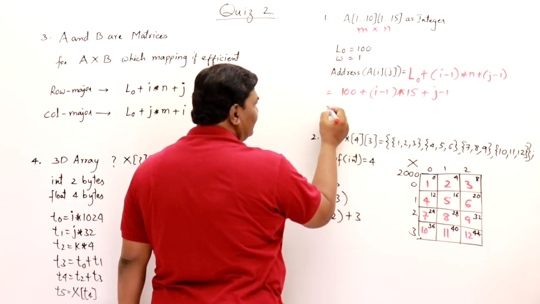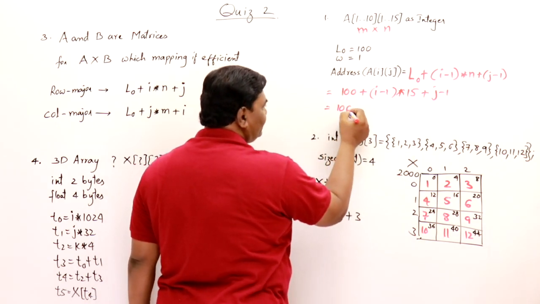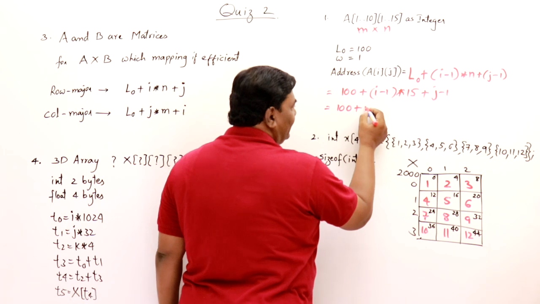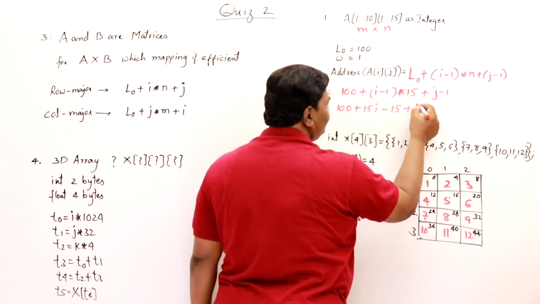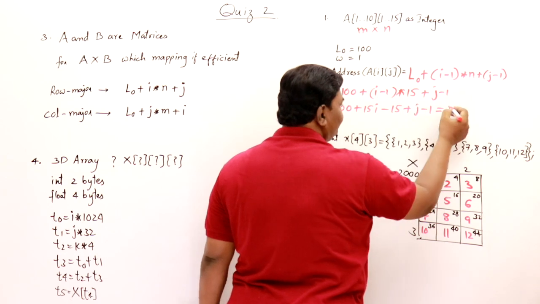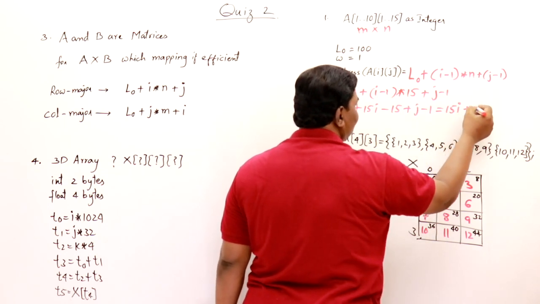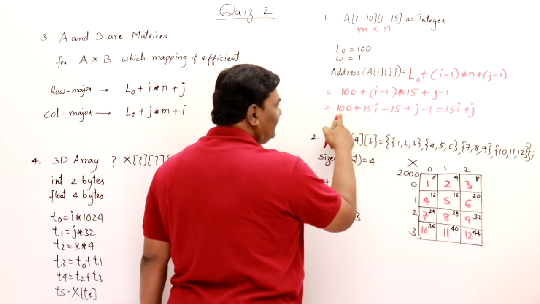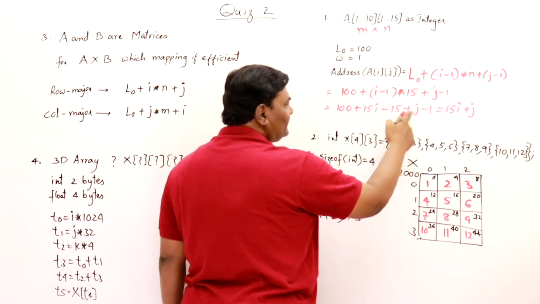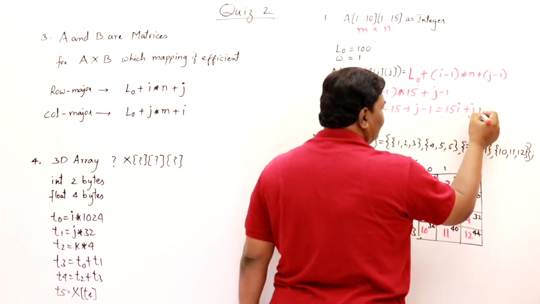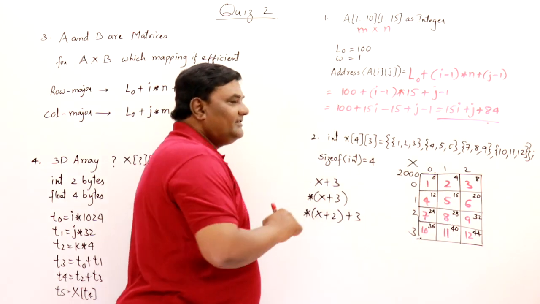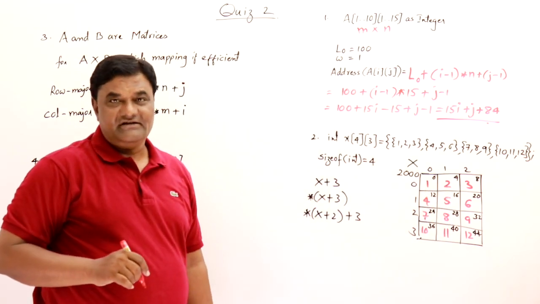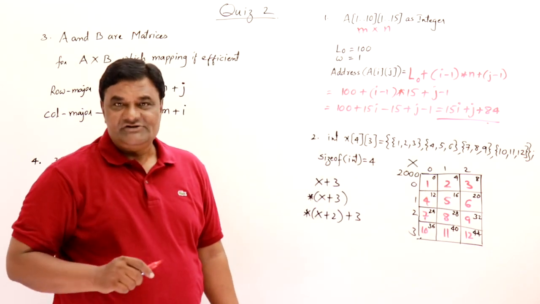Now how much is this? This is 100 plus 15I minus 15 plus j minus 1. So this is 15I plus j, and this one is 100 minus 15 and minus 1. So minus 16, if it is done, then it is 84. So this is the correct answer. 15I plus j plus 84 is the correct answer. So this is the first question.